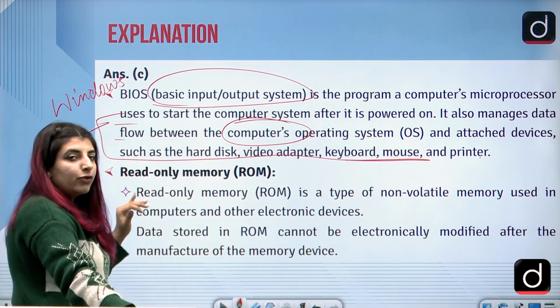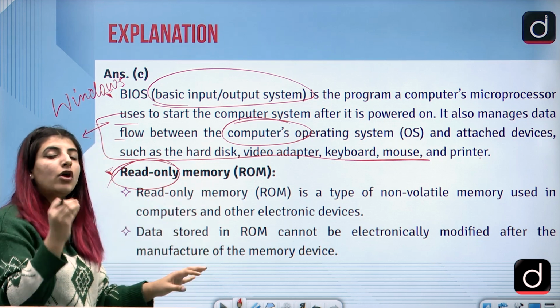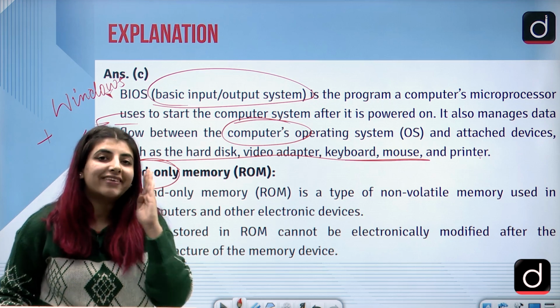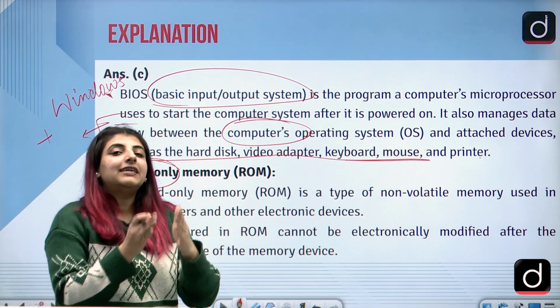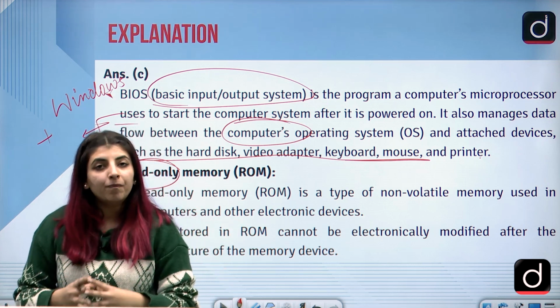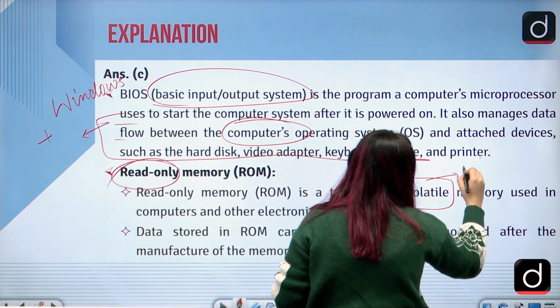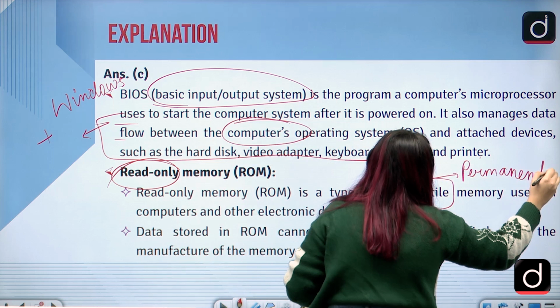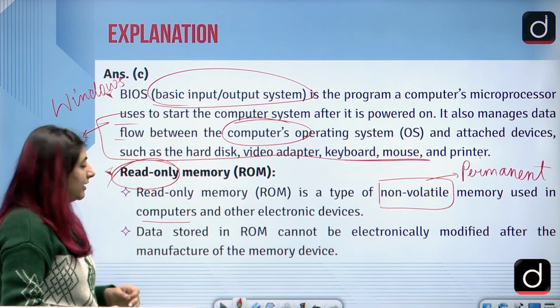What is the full form of ROM now? Read-only memory is a type of non-volatile memory. In the previous videos we have talked about RAM being a volatile memory, which means that RAM is a temporary memory, whereas ROM is a permanent memory. So basically, non-volatile means permanent memory. Correct? Used in computers and other electronic devices.